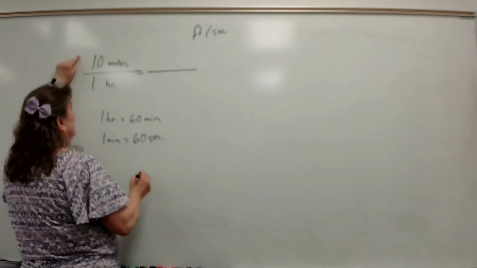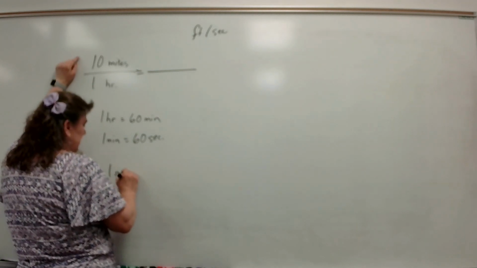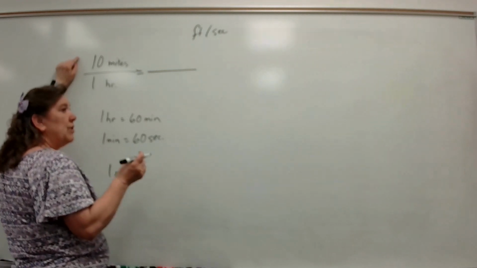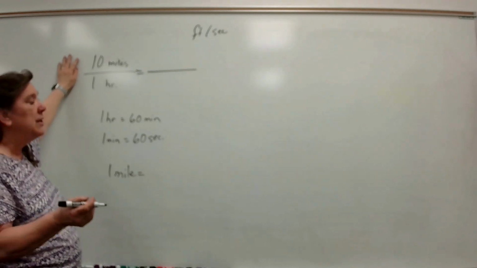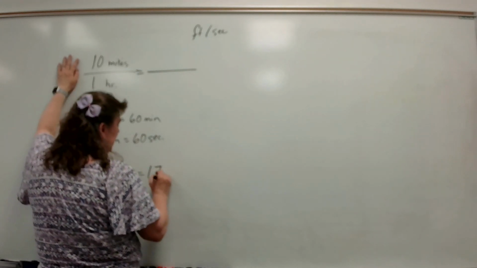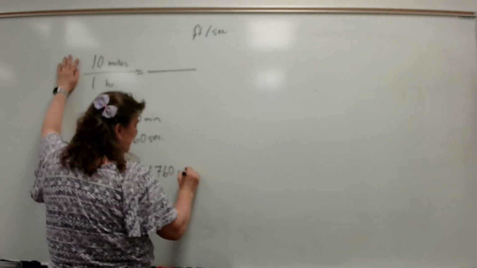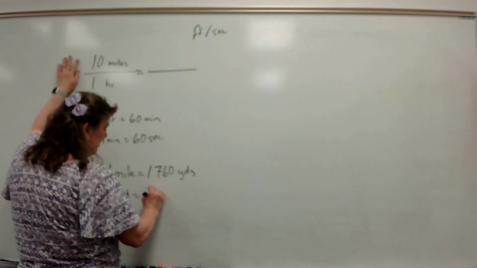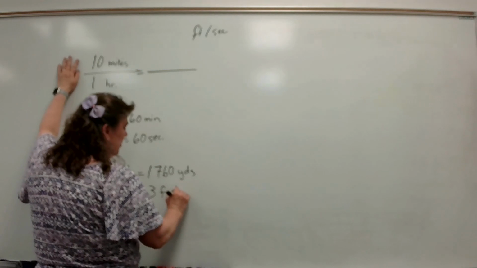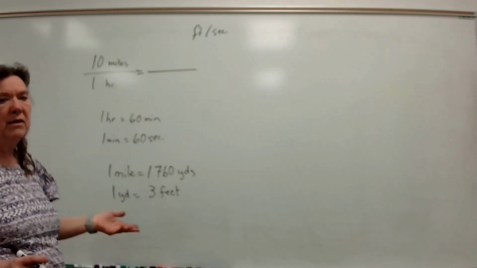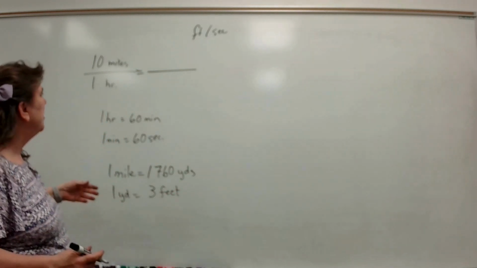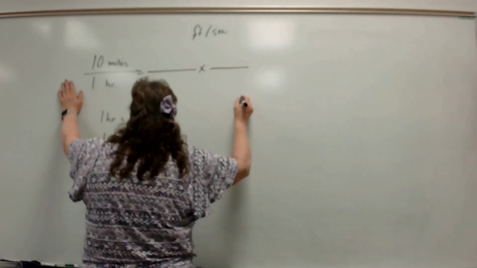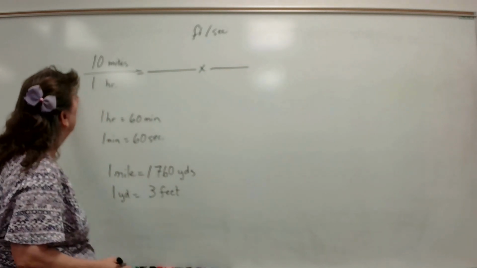So that's my two equivalencies I need to go from hours to seconds. Miles to feet. Well, let's see. 1 mile is equal to, and I know my yards because there's 440 yards in a quarter mile, so that would be 1,760 yards, and 1 yard is equal to 3 feet. So if you don't know the number of feet in a mile, not a problem. Go with what you know. So let's see. We can start with either miles or we can start with feet, with hours.